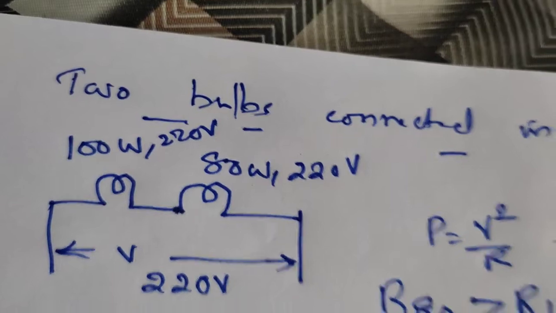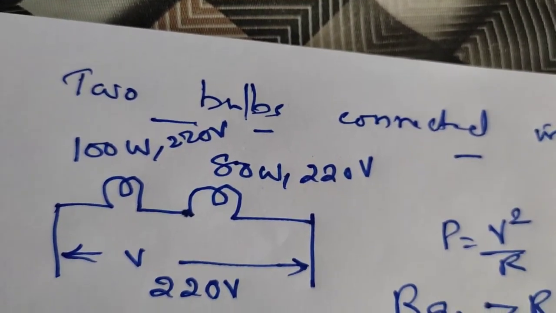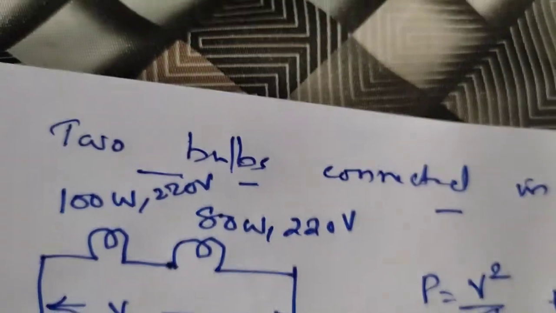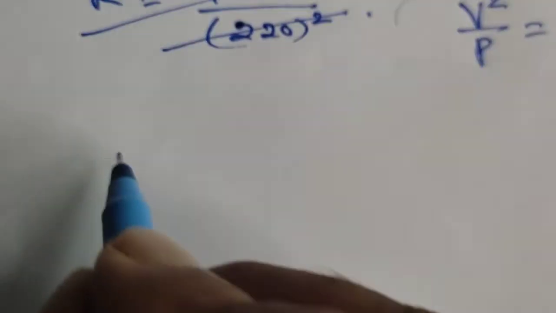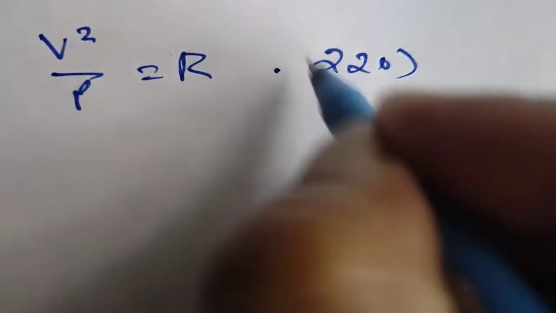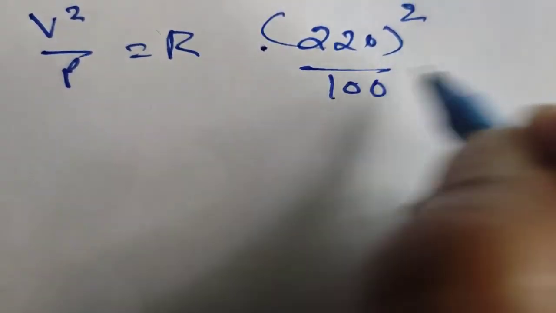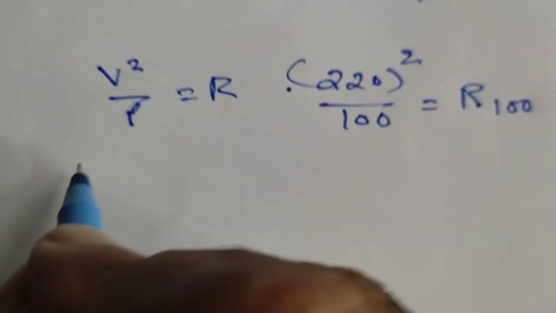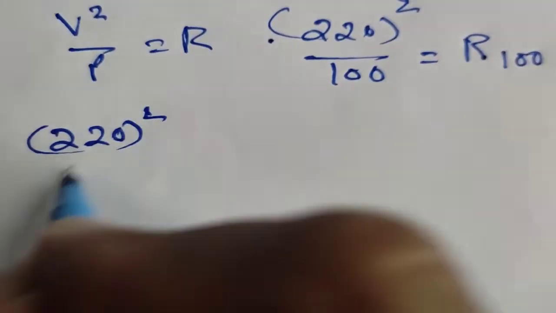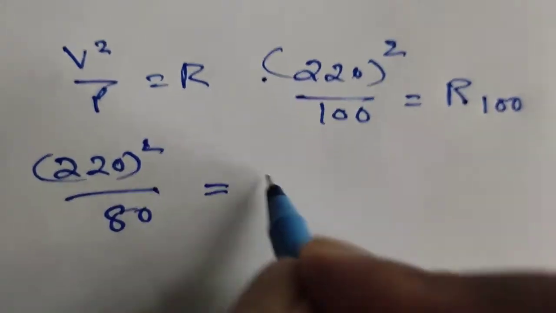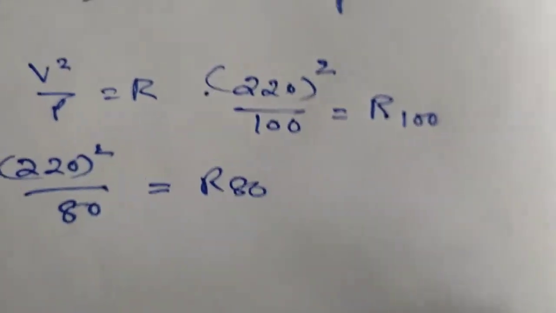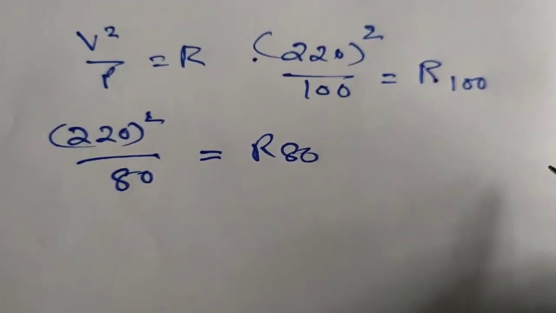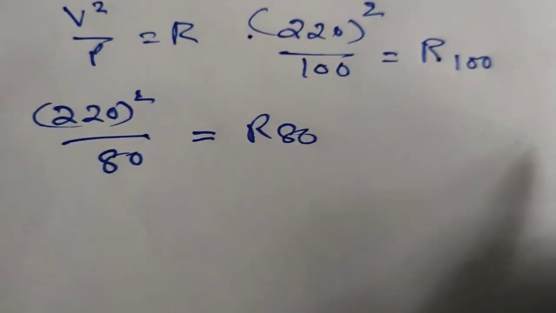Now let us see the resistance. You know, V squared by R is P, so V squared by P is equal to R. Here it is 220 squared by 100, this is R100, and 220 squared by 80 is R80. So these are the relations.